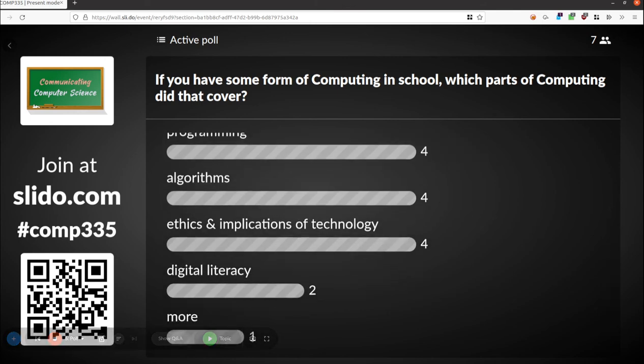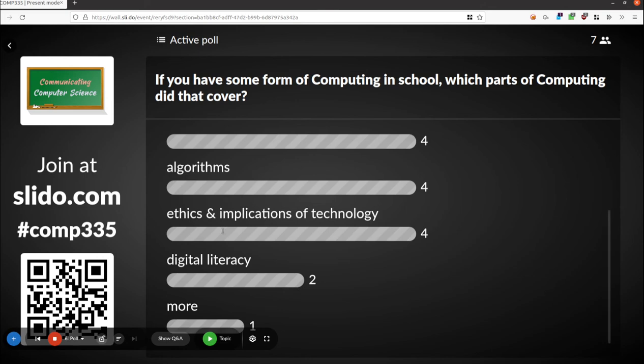I don't know. It's just the same number, no total, but I guess the ethics and implications, that's often something that teachers like to cover also from other subjects. So it's something that's easy to cover even if you don't have specific computing courses. And digital literacy and ethics is kind of related. It's often discussed together. Would someone, does the number one here want to tell what "more" was?